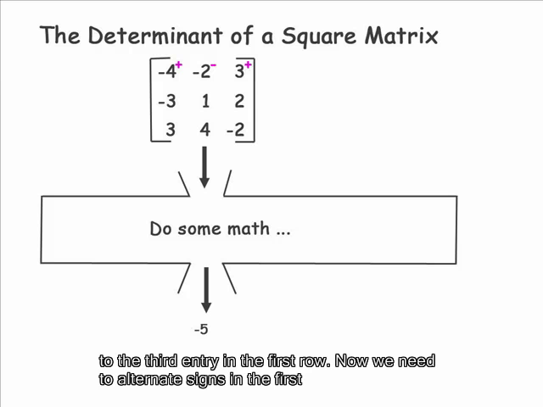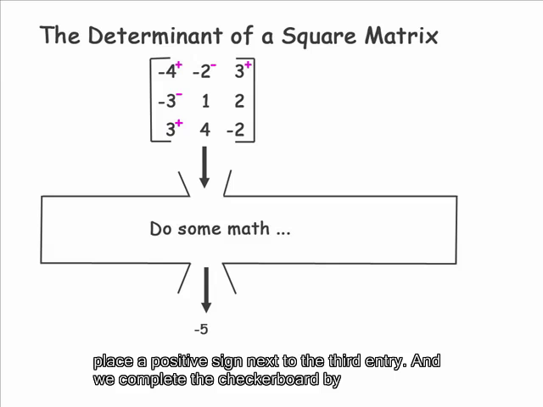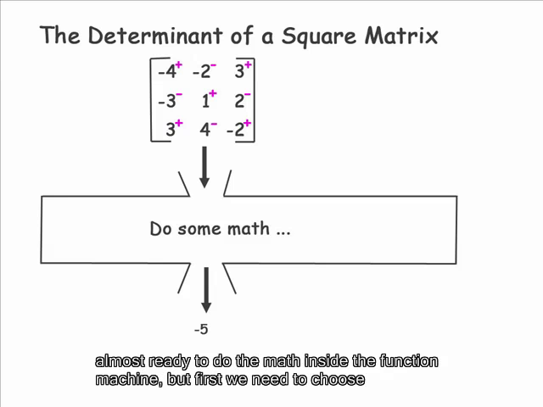Now we need to alternate signs in the first column. So we place a negative sign next to the second entry in the first column, and we place a positive sign next to the third entry. And we complete the checkerboard by alternating positive and negative signs along the remaining rows. Now we're almost ready to do the math inside the function machine.